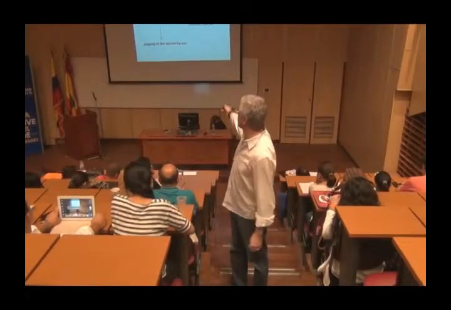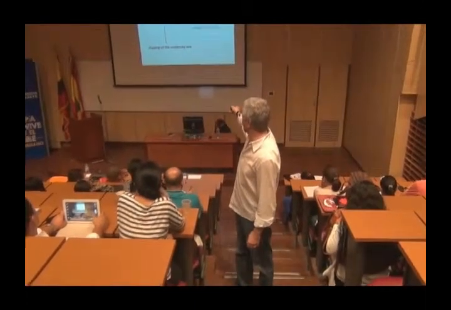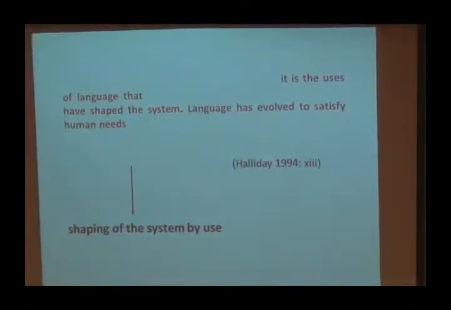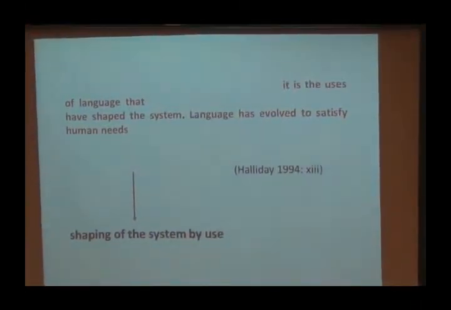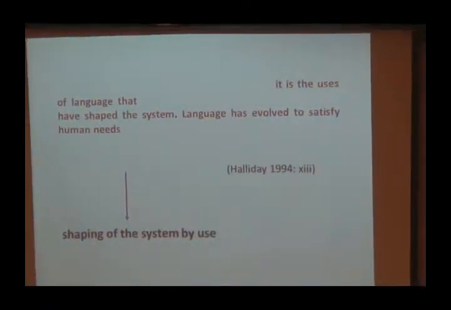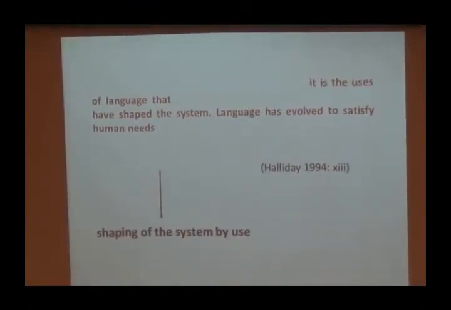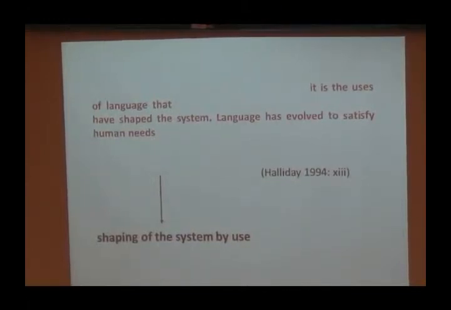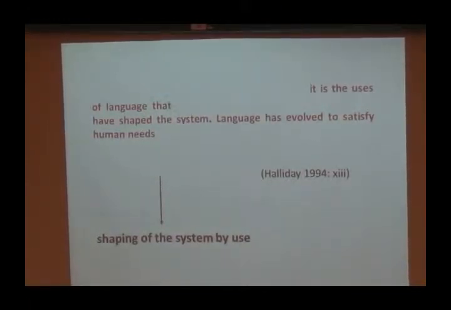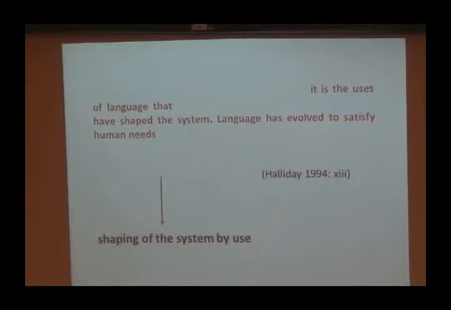What is being stressed here is that it is the uses of language that have shaped the system. Language has evolved to satisfy human needs. What is being said here is that the system is shaped by use, okay? It is what we do with language that makes language to be as it is. So Spanish is the way it is because of your specific needs and uses of Spanish, yours and the Spanish people and the Chileans and everybody that uses the language, okay?